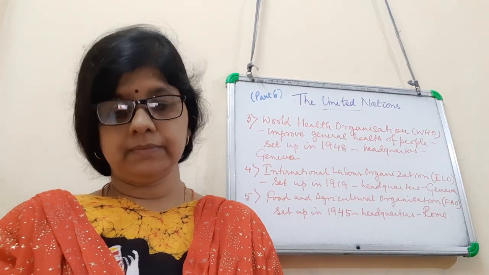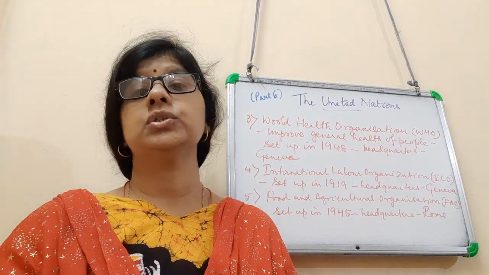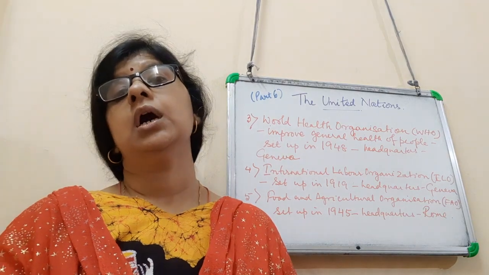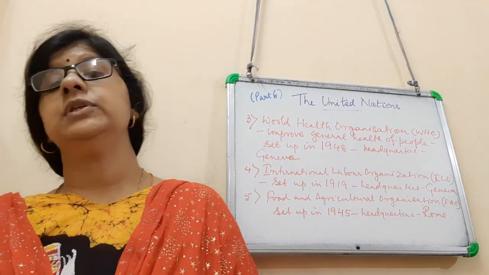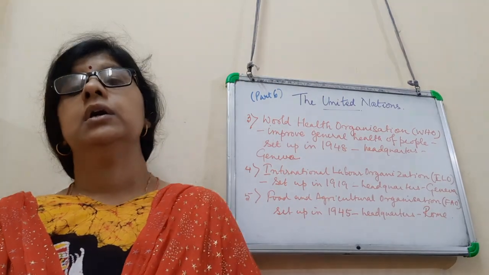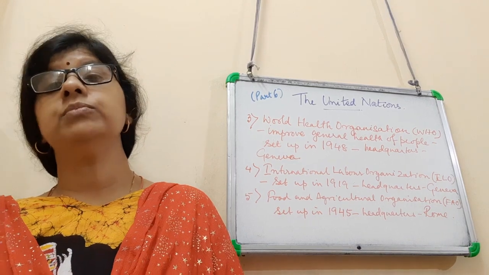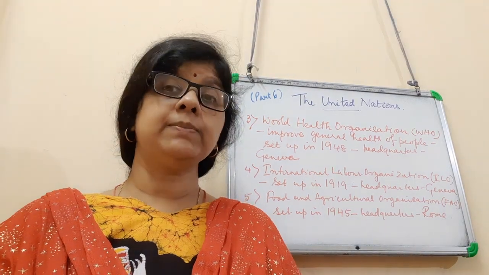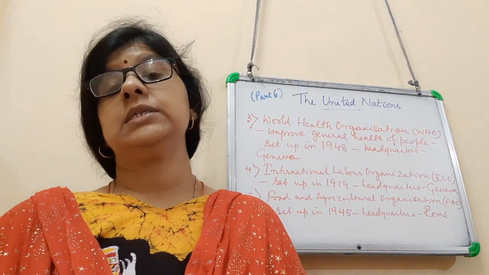We have almost come to the end of this chapter, and we have seen what is the United Nations and the causes for the birth of the United Nations. Before the United Nations we have the League of Nations, then the Atlantic Charter, and finally the formation of the United Nations organization. Then we have also seen the objectives of the United Nations, the 6 main organs of the United Nations, and finally we come to the specialized agencies.